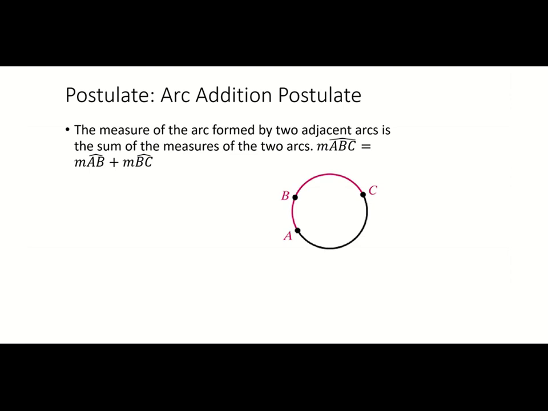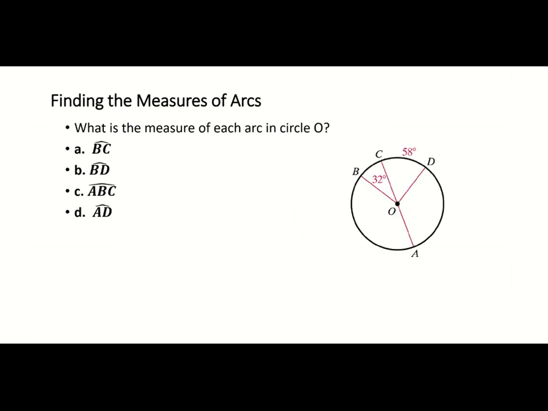We've talked about the ruler addition postulate, the angle addition postulate, the segment addition postulate. So same thing if you have two smaller arcs. So we have arc AB here. We have AB and BC. If you add them together, they will give you the measure of arc ABC, so the total measure of the two arcs together.